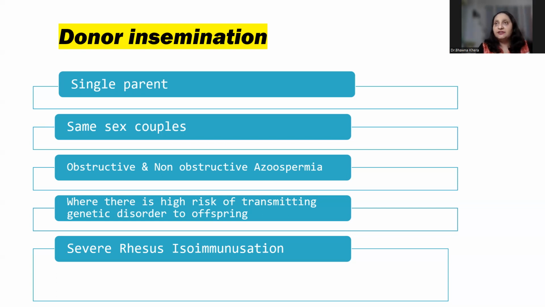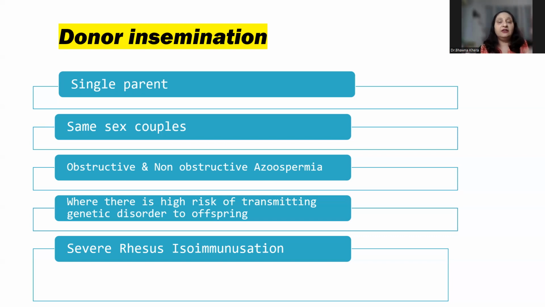Now when you take these donor sperms, you do IUI. Why would you need IVF? IVF may be needed for any female factor, but not for male factor. So in donor insemination, it is donor IUI. So donor semen, IUI, for single parents, same-sex couples, testicular failure patients in which sperms cannot be retrieved from the testes, a high risk of transmitting genetic disorder, and severe rhesus isoimmunization.